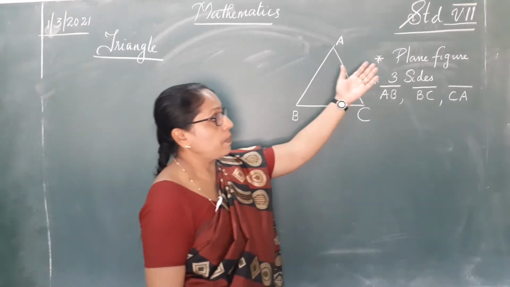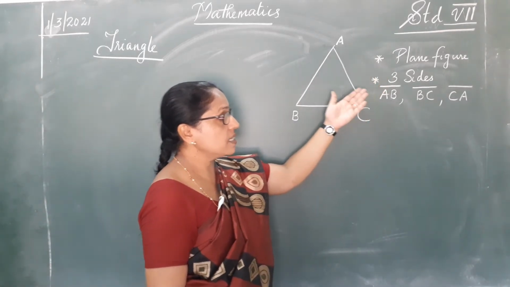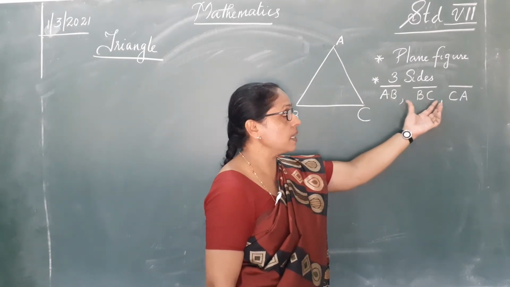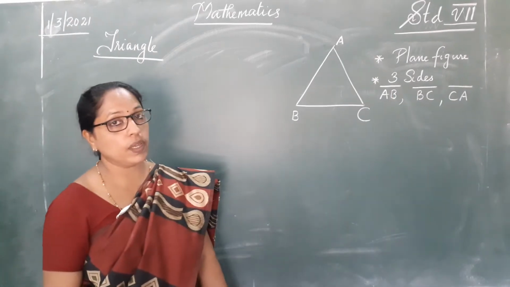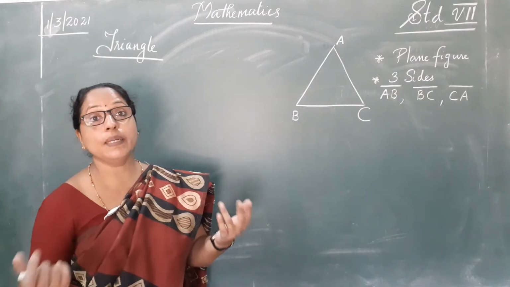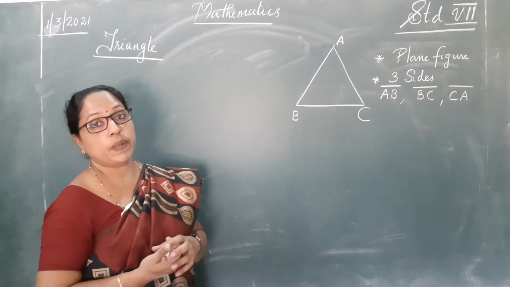Now, it's a plane figure. It has 3 sides, and the sides are named as line segment AB, line segment BC, line segment AC. Okay. Now, what are the other properties? Can you find out? Come on. What other properties can you see in this plane figure?